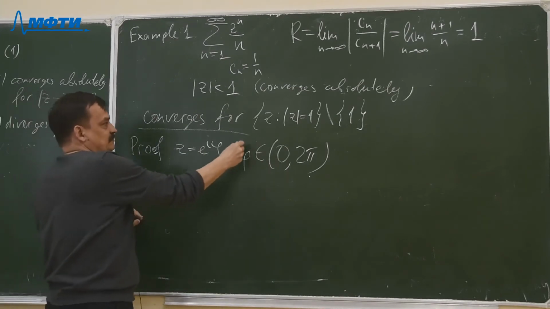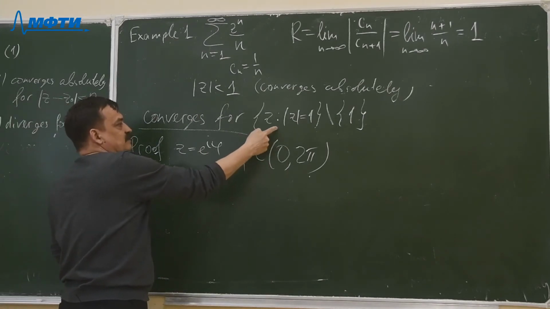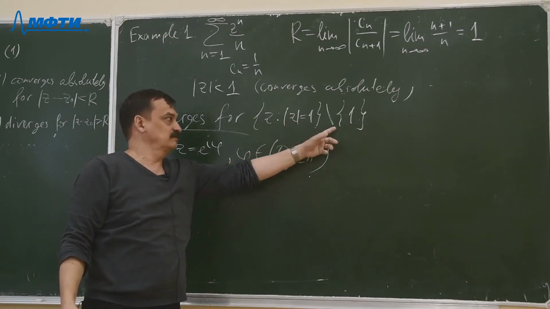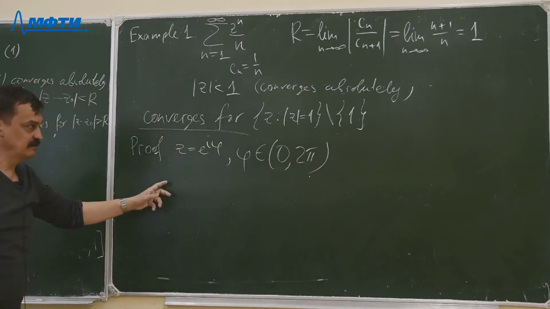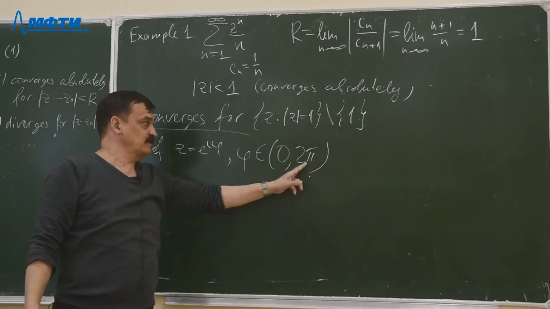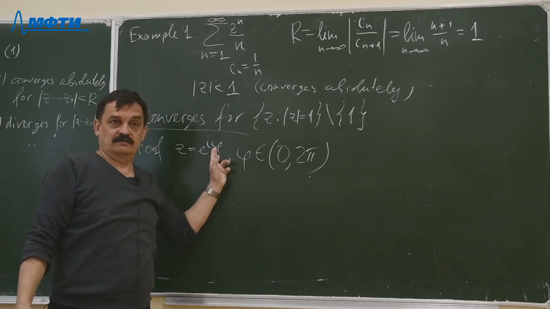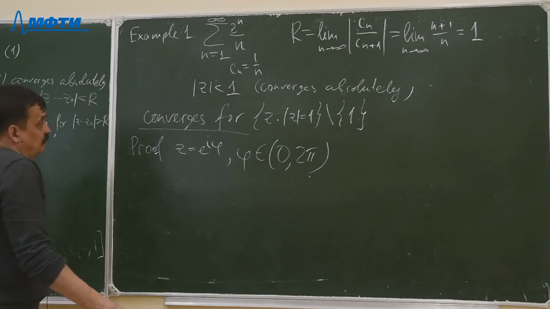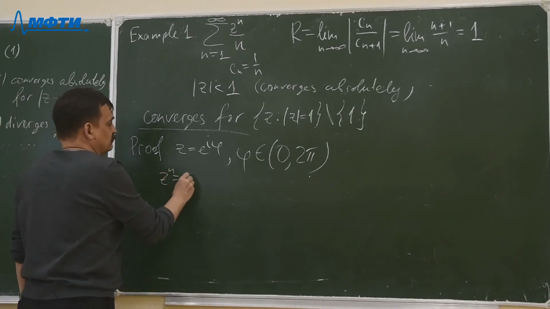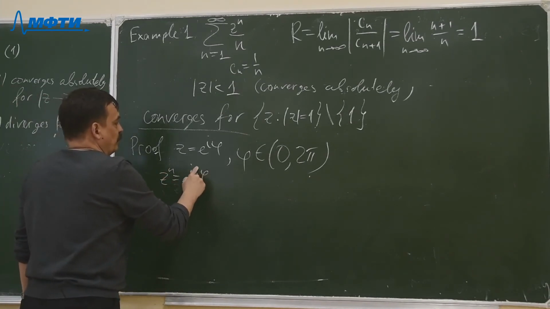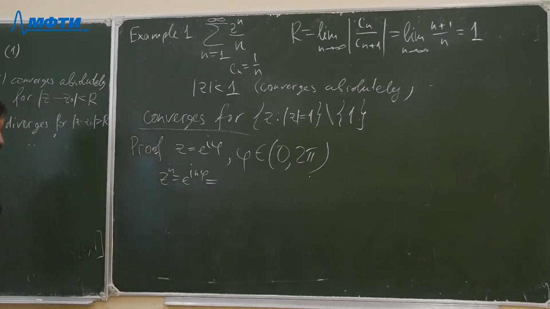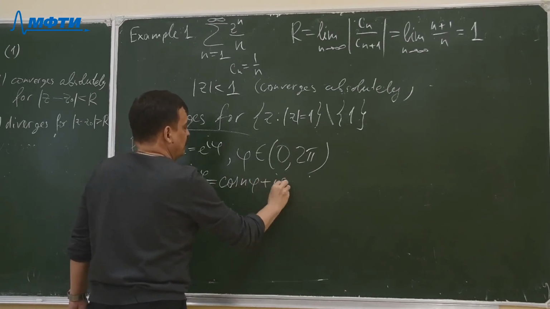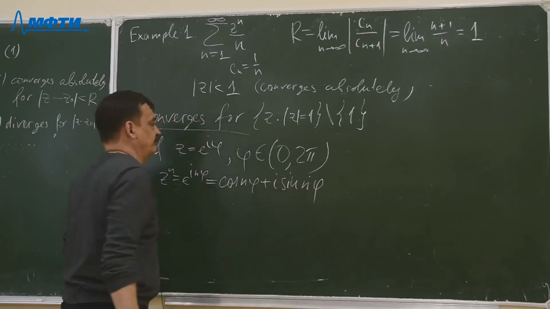That is precisely this set. So an arbitrary point of the unit circle, except for one, can be written like that. We need to exclude 0 and 2 pi. E to the power 0 is 1. Right? Then z to the power n, by De Moivre formula, is cosine n phi plus i sine n phi.